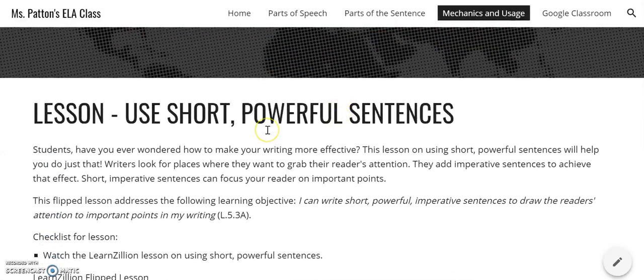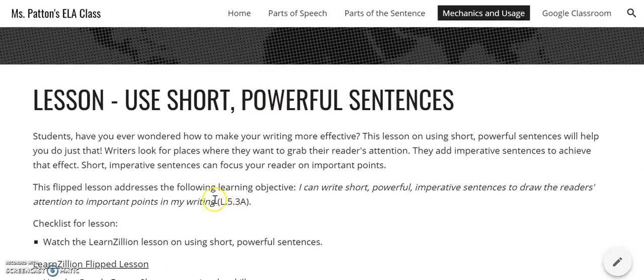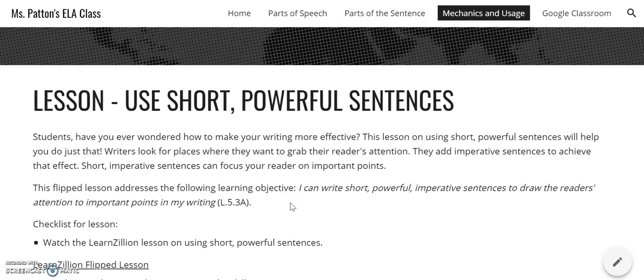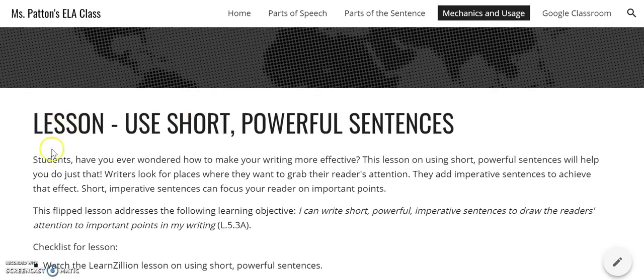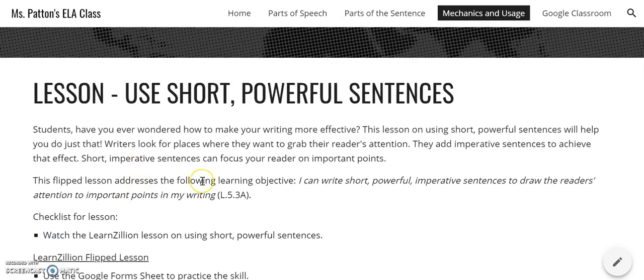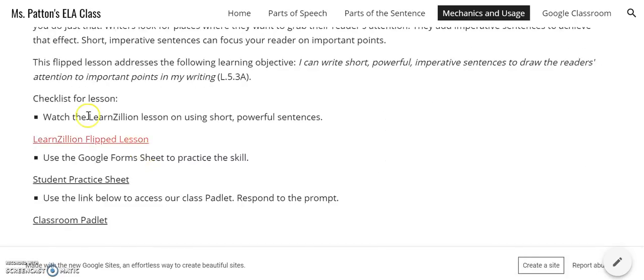This lesson highlights language standard 5th grade 3A, which states, "I can write short, powerful, imperative sentences to draw the reader's attention to important points in my writing." Now, in this lesson, I give a brief overview that orients the students into the work they are going to be doing and grabs their attention into the lesson they will complete for this day's activity. And then right here, underneath the introduction, they have the I can statement, and then there's a checklist.